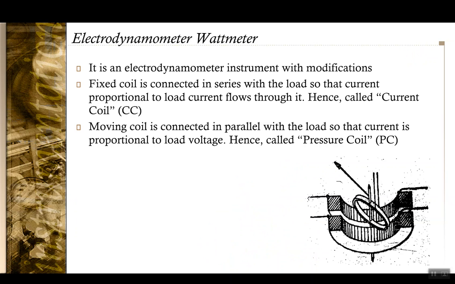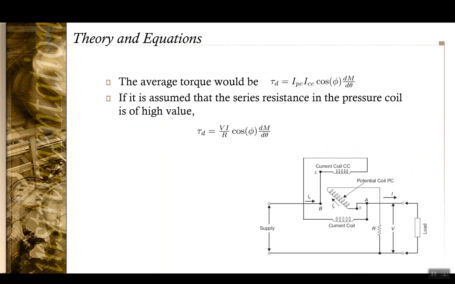Okay, so with this in mind, the fixed coil is connected in series with the load so that the current proportional to the load current flows through the fixed coil, and for the same reason the fixed coil is called a current coil. The moving coil is connected across the load, or in parallel with the load, and therefore the current proportional to the load voltage will be flowing through the moving coil, and that's why the moving coil is also called a pressure coil in case of the wattmeter, or the electrodynamometer instrument in this case.